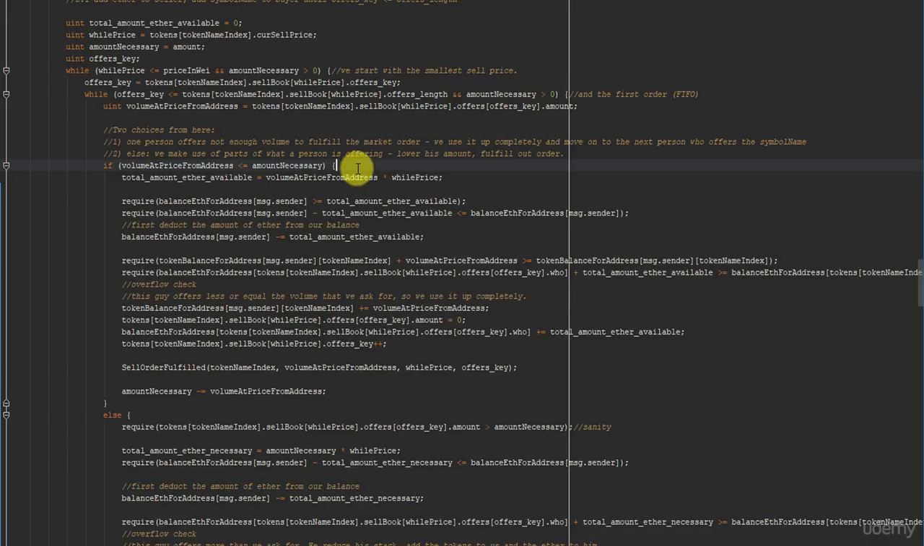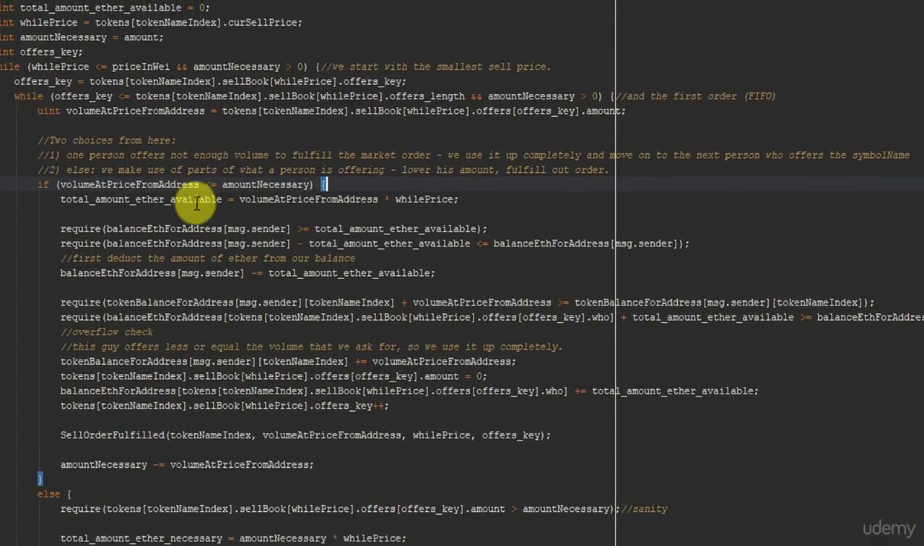And I have written that here. So the total amount of ether available from this person is the volume at the price from this address. So we have a sell book for this price, for the offers for this particular offer, an amount from someone. And if we multiply it with the current price, then we have the total amount of ether for the amount of tokens that somebody wants to sell times the price for which he wants to sell it.